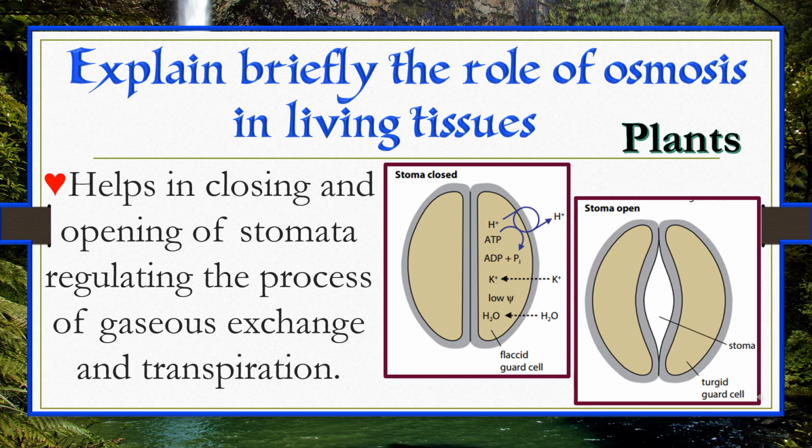The outer layer expands more than the inner layer, and this will cause the stoma to open. And the stomata will open. All this is because of the movement of water from the neighboring cells into the guard cell by osmosis. So osmosis helps in closing and opening of the stomata, and this will regulate the process of gaseous exchange and transpiration in plants.